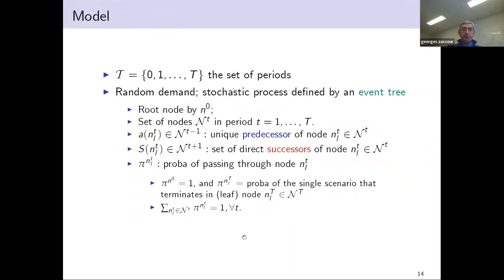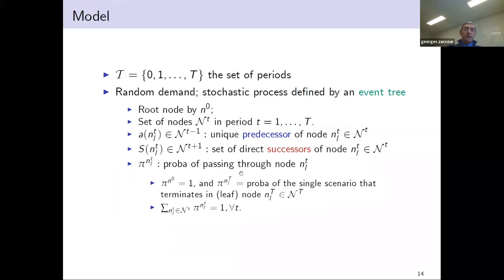So the first ingredient that I need to introduce is the tree. Suppose that we have capital T periods, and we have random demand. This random demand is defined by a stochastic process over an event tree. We need a root node, and at each period, we have a set of nodes, calling it N_t. Any node at period t has a predecessor or antecedent, and this will be denoted a(n_t). The set of successors is denoted S(n_t).